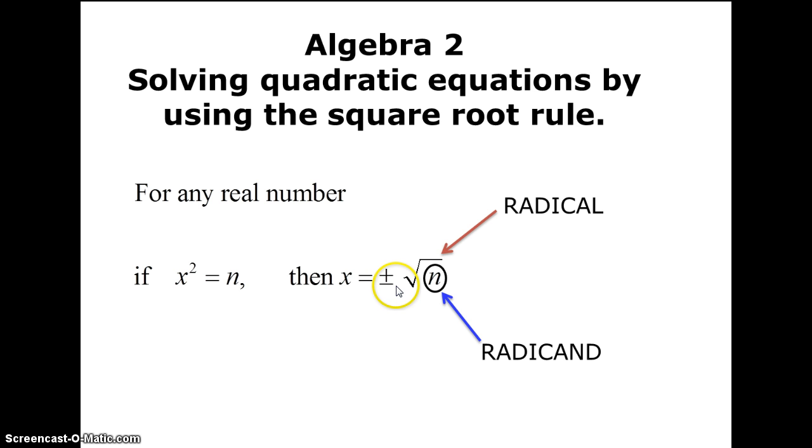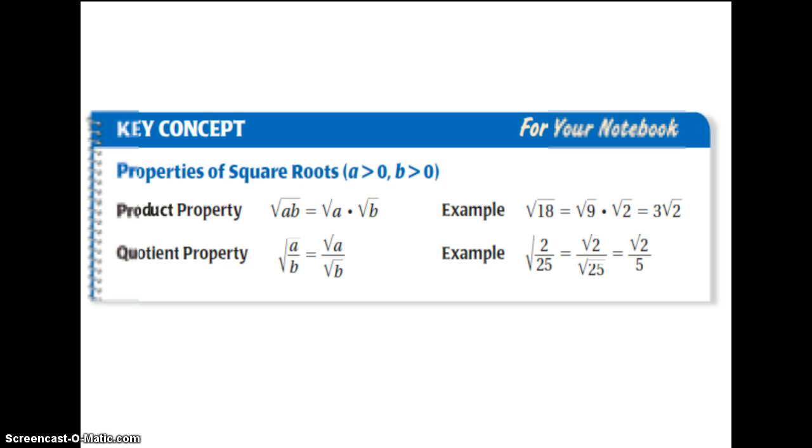Something that is going to be really helpful to know is the vocabulary. The symbol for square root is called the radical, and the number inside of the radical is called the radicand. I'm going to mention those two words sometimes during the video. So radical is the square root, and radicand is the number inside. When you use the square root rule, we need to know how to simplify radicals.